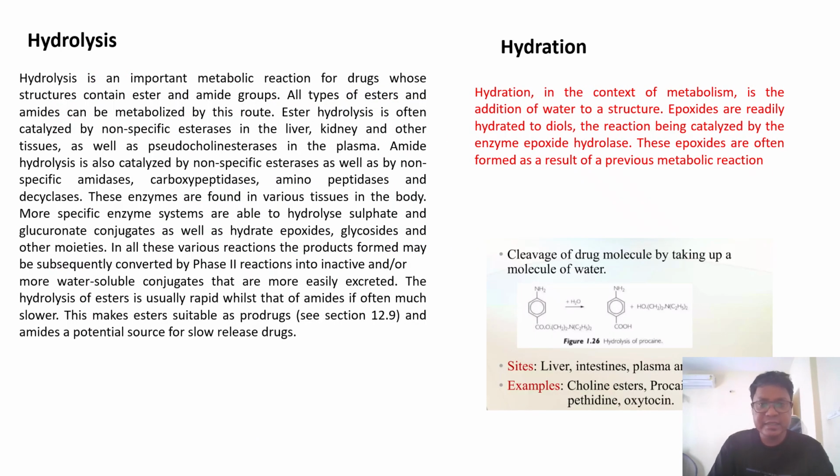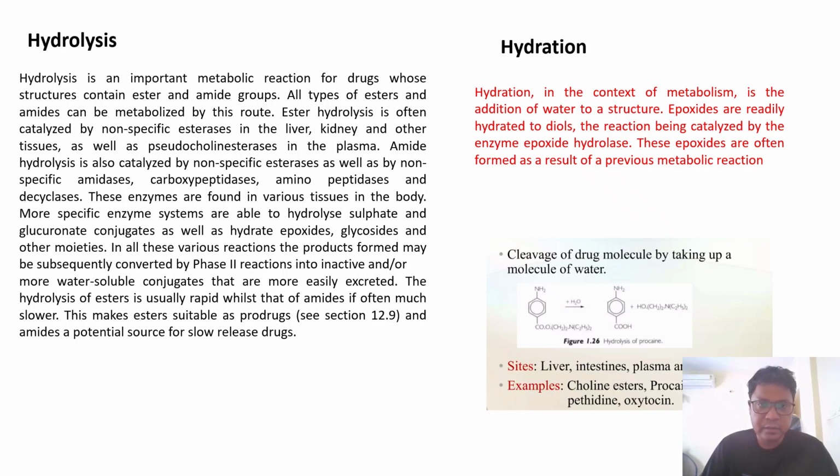Hydrolysis is another reaction that comes under phase one drug metabolism. Hydrolysis is an important metabolic reaction for drugs whose structures contain ester and amide groups. All types of ester and amide can be metabolized by this route. Ester hydrolysis is often catalyzed by non-specific esterases in the liver, kidney, and other tissues, as well as pseudocholinesterase in plasma.